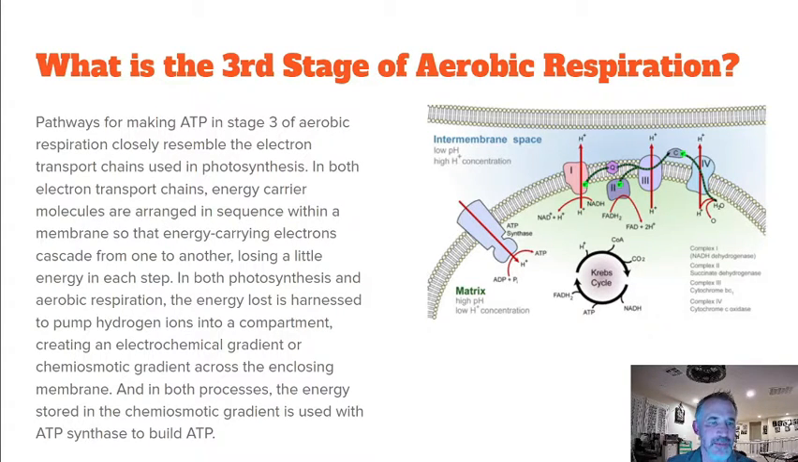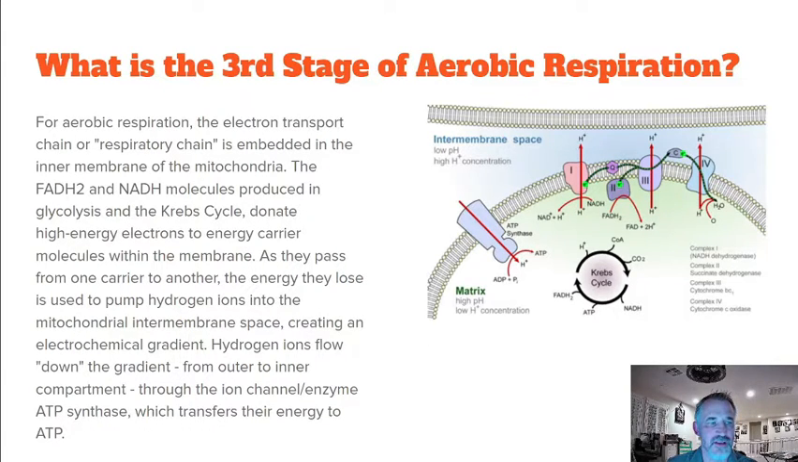The pathways for making ATP in stage 3 of aerobic respiration closely resemble the electron transport chain used in photosynthesis. In both electron transport chains, energy carrier molecules are arranged in a sequence within a membrane so that the energy-carrying electrons cascade from one to another, losing a little energy at each step. In both photosynthesis and aerobic respiration, the energy lost is harnessed to pump hydrogen ions into a compartment, creating an electrochemical or chemiosmotic gradient across the enclosed membrane. And in both processes, the energy stored in the chemiosmotic gradient is then used to run ATP synthase to build ATP.